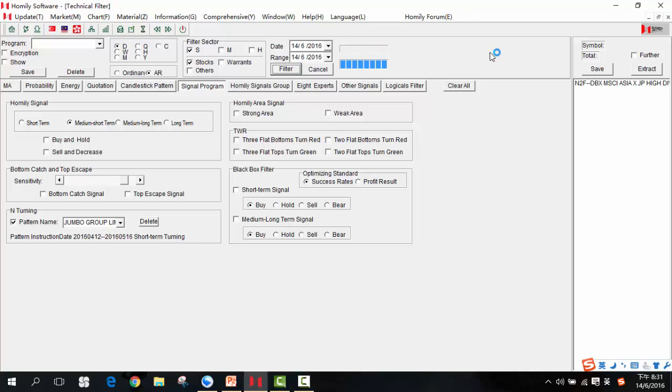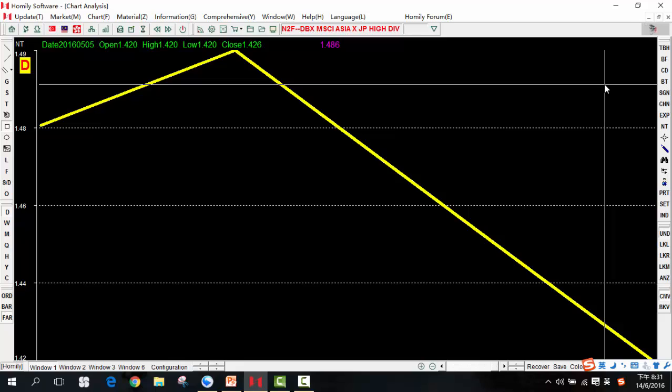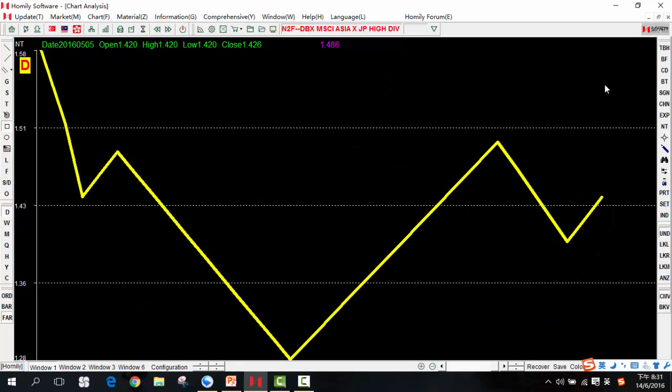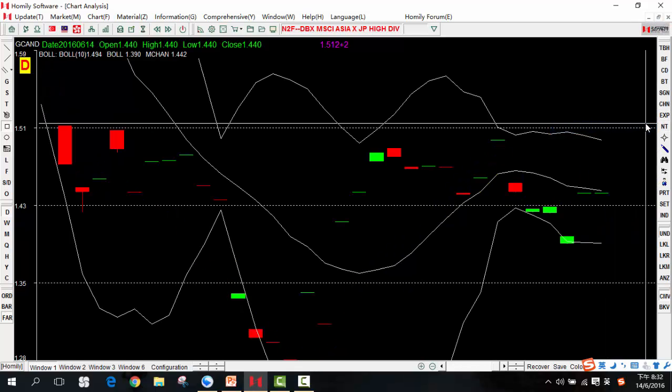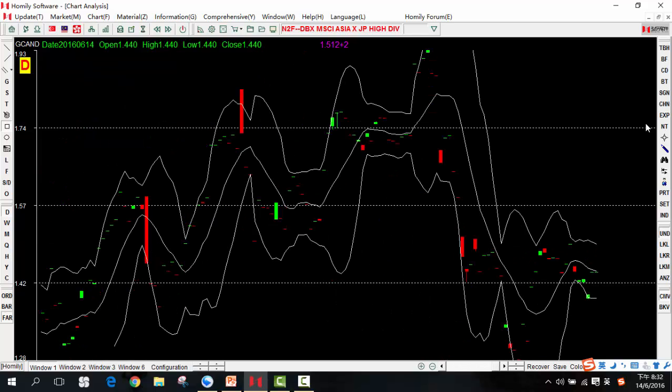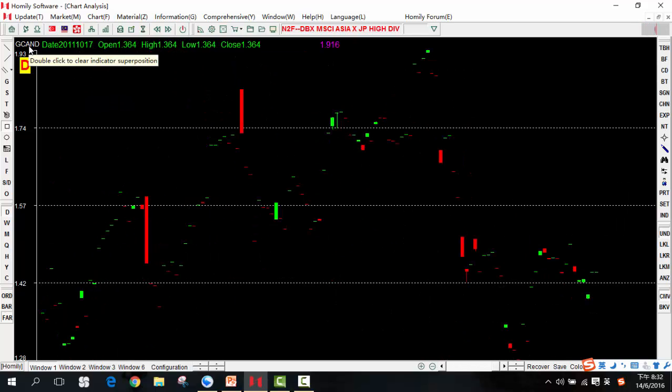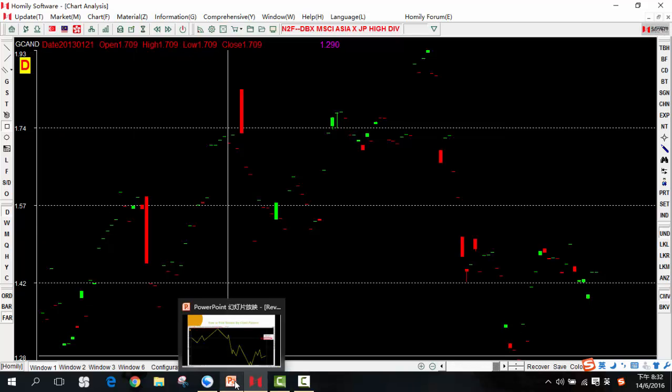Okay, then we can see this one. Like the pattern just now, right? Okay, then we can see this one. But is this stock good or not? It's not good, right? So we should give up, okay? We should find another pattern.